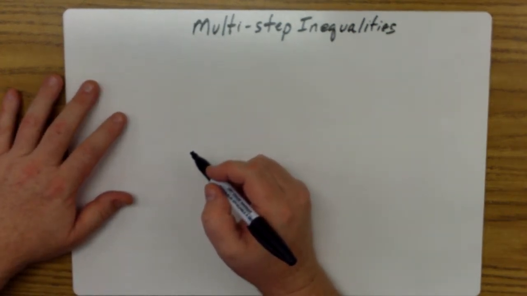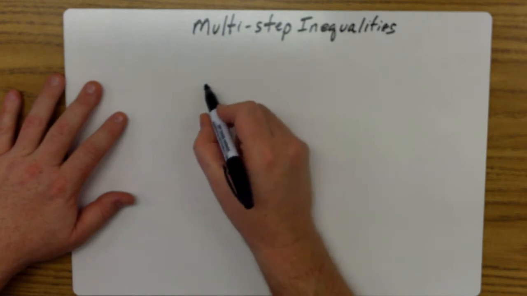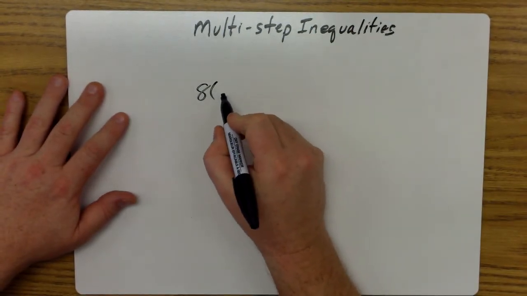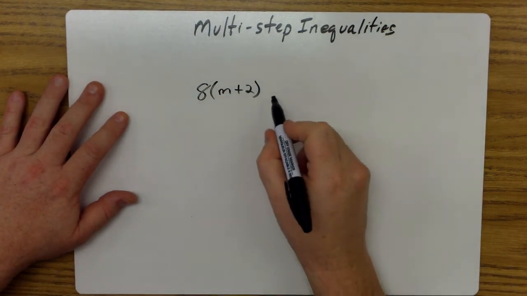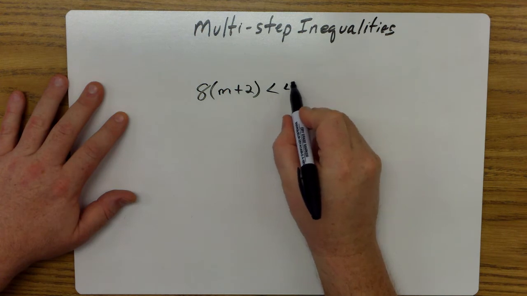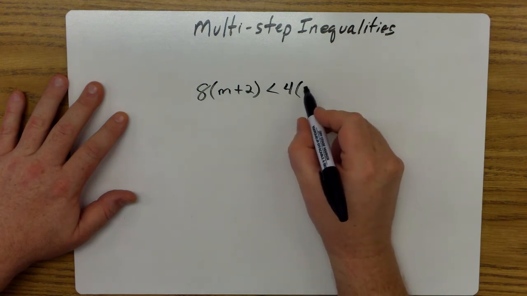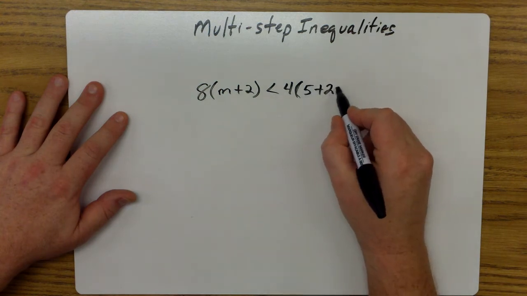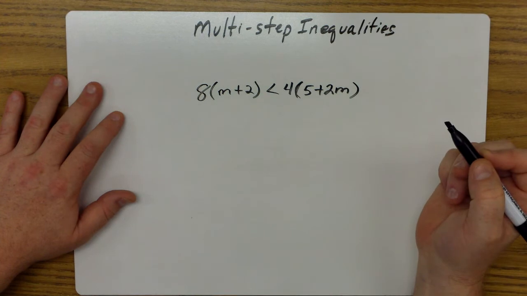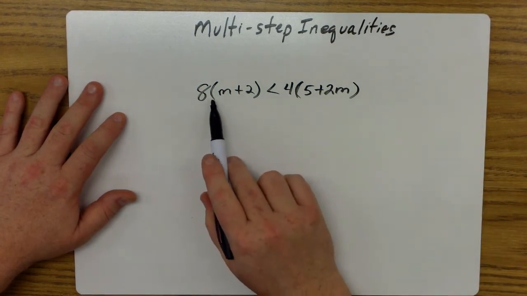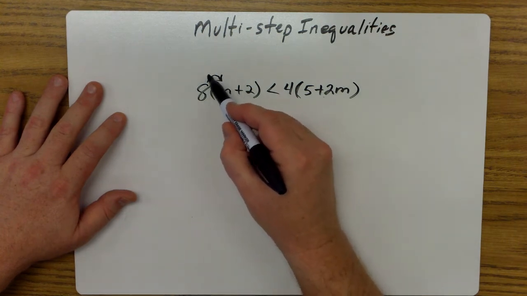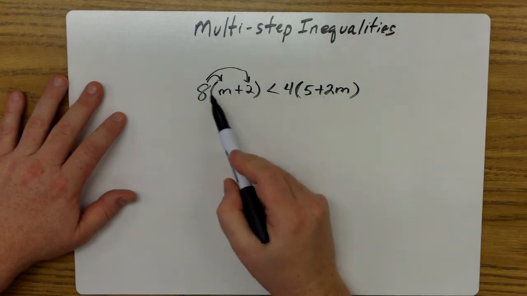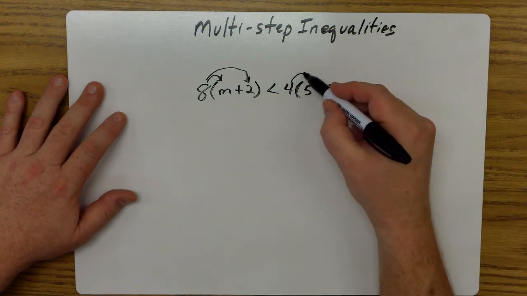Let's try 8 times m plus 2 is less than 4 times 5 plus 2m, and solve for m. Okay, since I have a multiplication on the outside of my parentheses, my first step is going to be to distribute the number outside to eliminate these parentheses. That's part of the simplifying process.